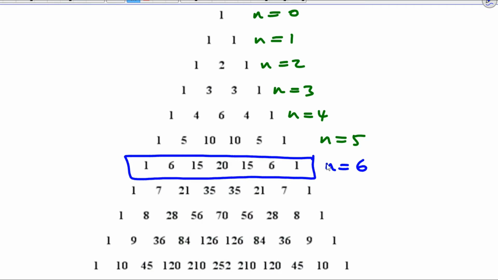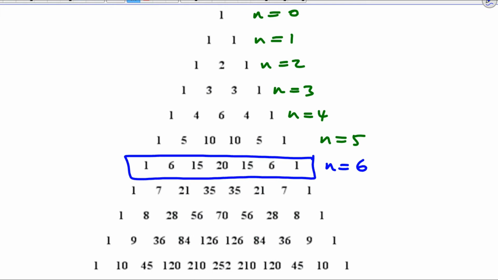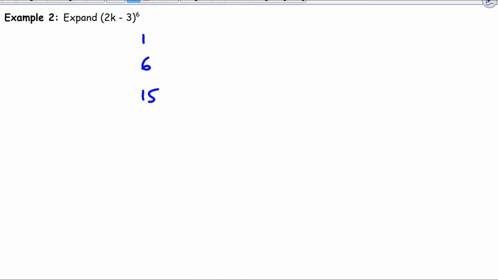And what you need to do now is just to write the coefficients here. So we have 1, 6, 15, and I'm just writing those coefficients from here. 15, 20, 15, 6, and 1. So that's the first step.